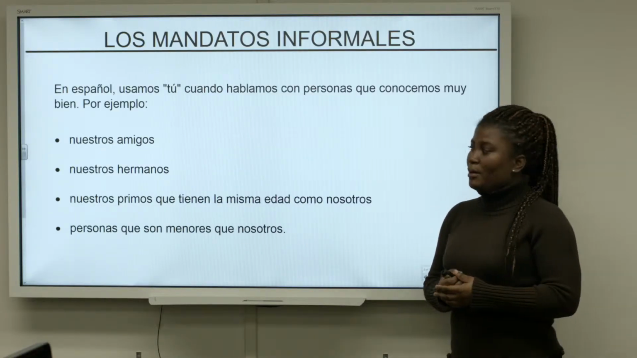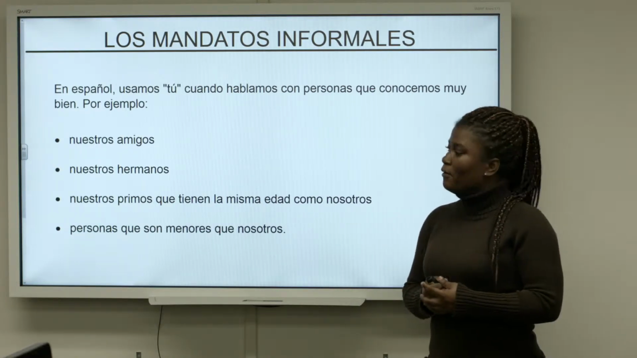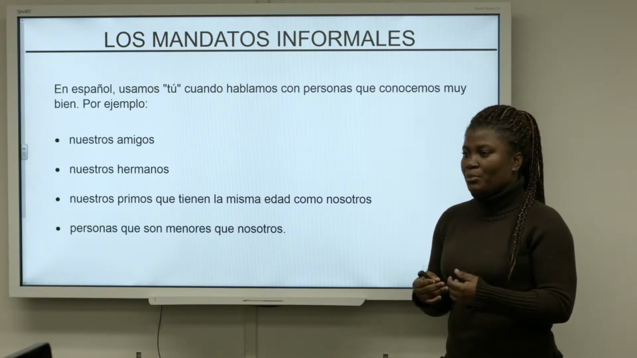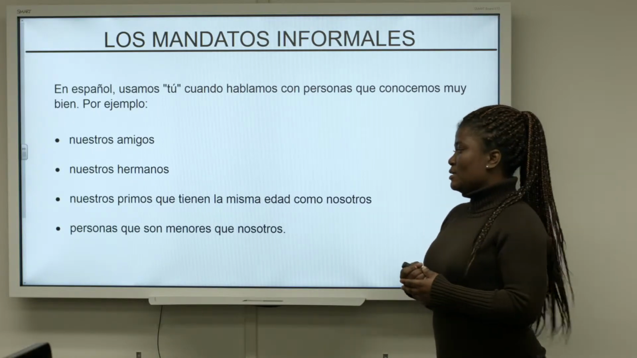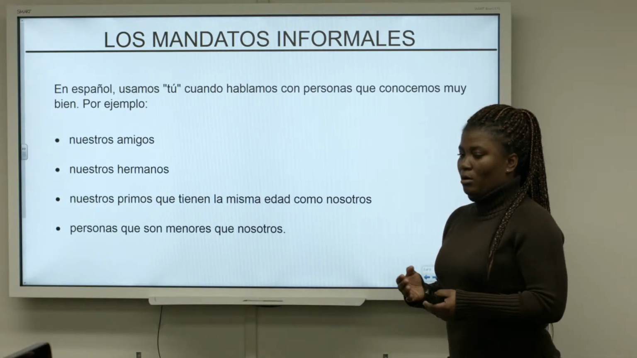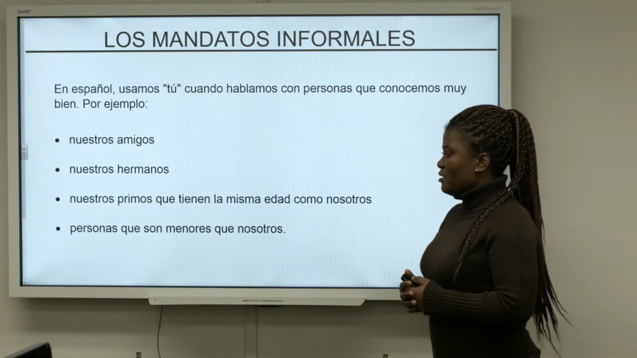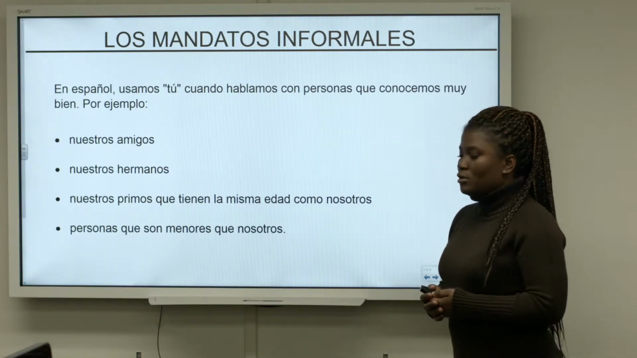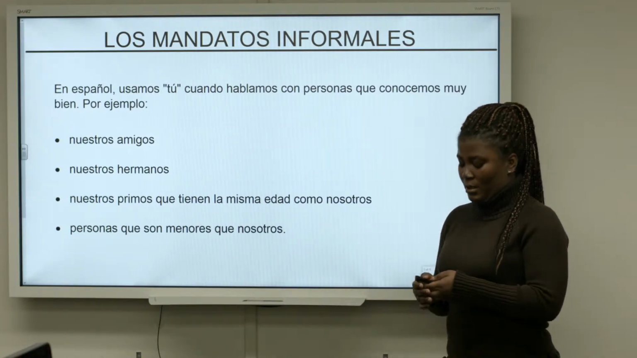Now, when we use the imperative in Spanish, we use tú for the informal type of commands. And we're talking about people that we know really well. So we're talking about people like our friends, our brothers, our siblings, our cousins, for instance, who are of the same age as we are. Or if we are really close to them, we can also use the tú, which is the informal form of the pronoun. And then we can also talk about people that we know really well, or people who are younger than us.